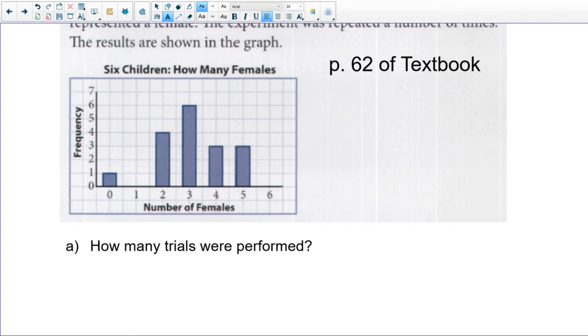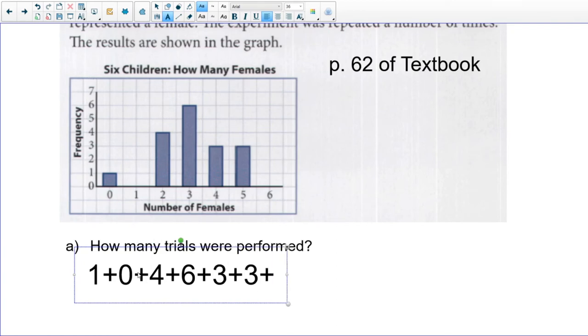Okay, so we've got 1 plus 0 plus 4 plus 6 plus 3 plus 3 plus 0. And that total equals 17. So we know that there were 17 trials done. Each one of these tells us how many females were found in each one of those trials. Okay? So there were 17 in total.